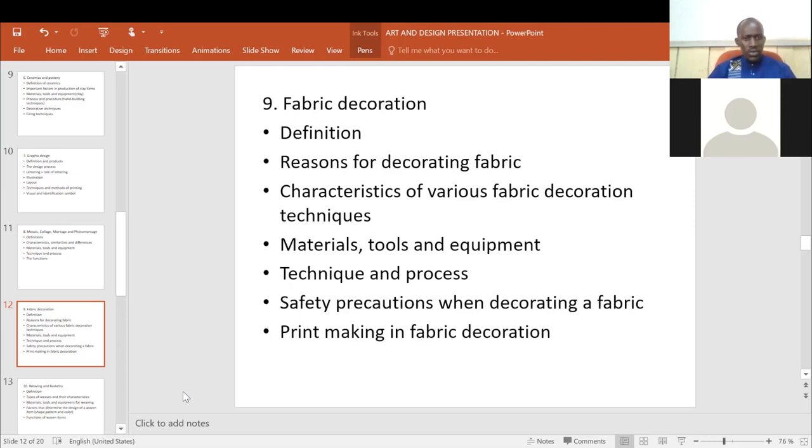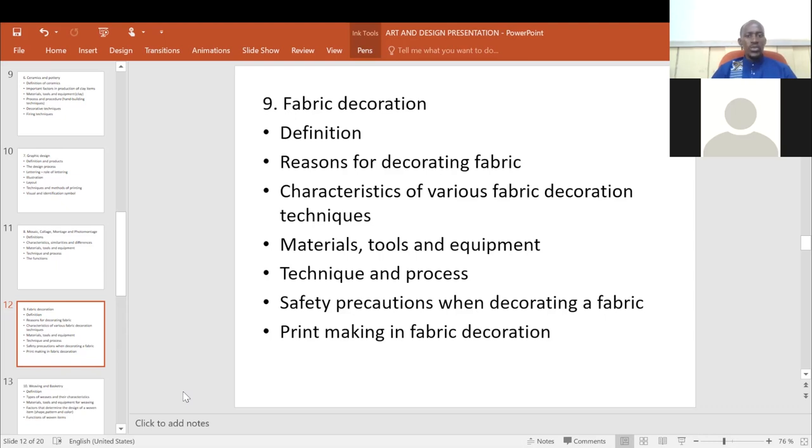Away from that, it is also important that the candidates understand the materials. What are some of the materials that we need as far as fabric decoration is concerned? The most important material is the fabric itself. You cannot create a print, or you cannot decorate, without the fabric. So it becomes the most important material.